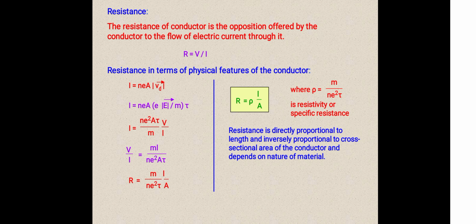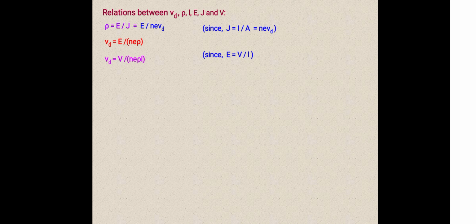When we want to remove the proportional sign, we can write R equals rho into L by A. Here rho is the resistivity, or you can also say specific resistance. So what will be the unit of rho? The unit of rho is ohm meter.